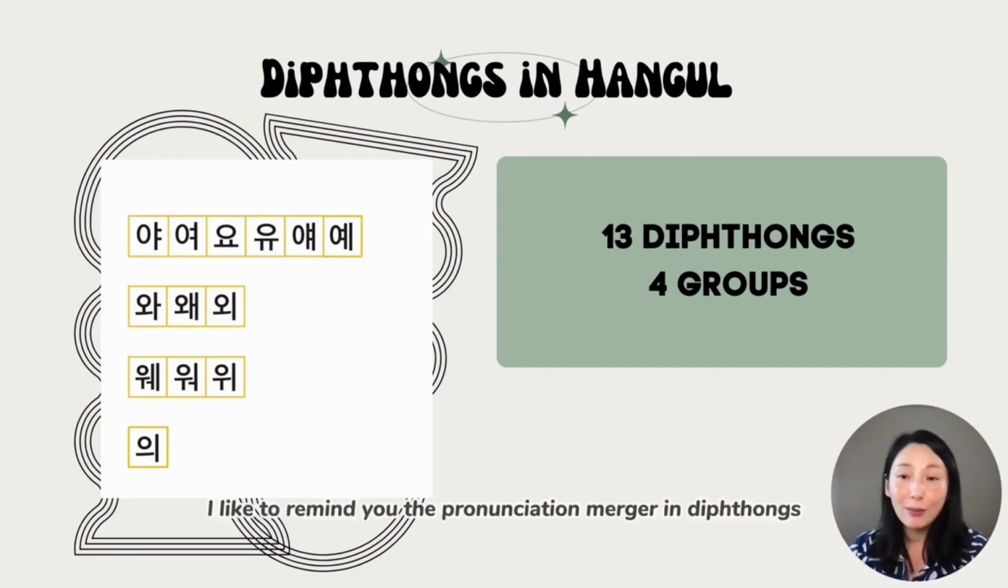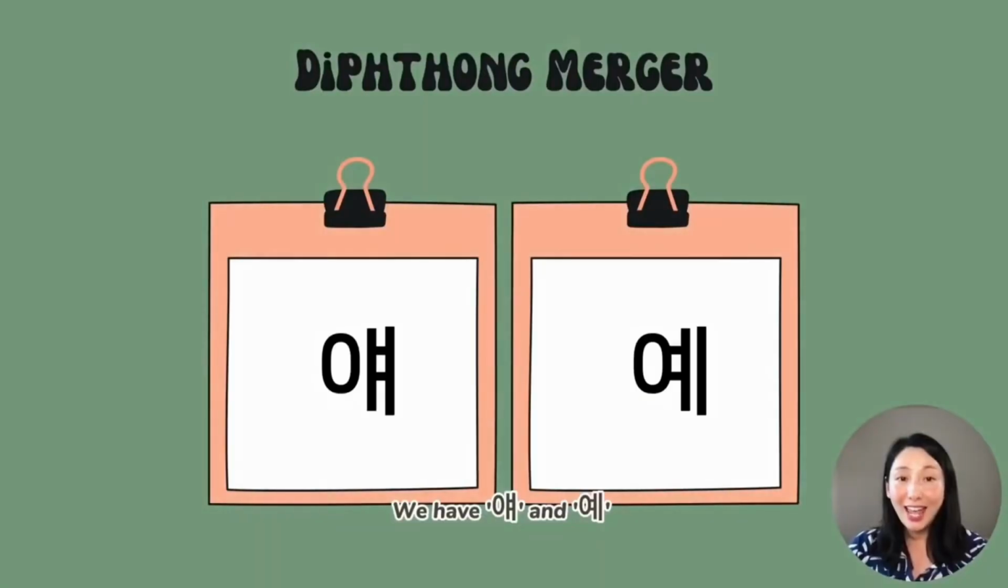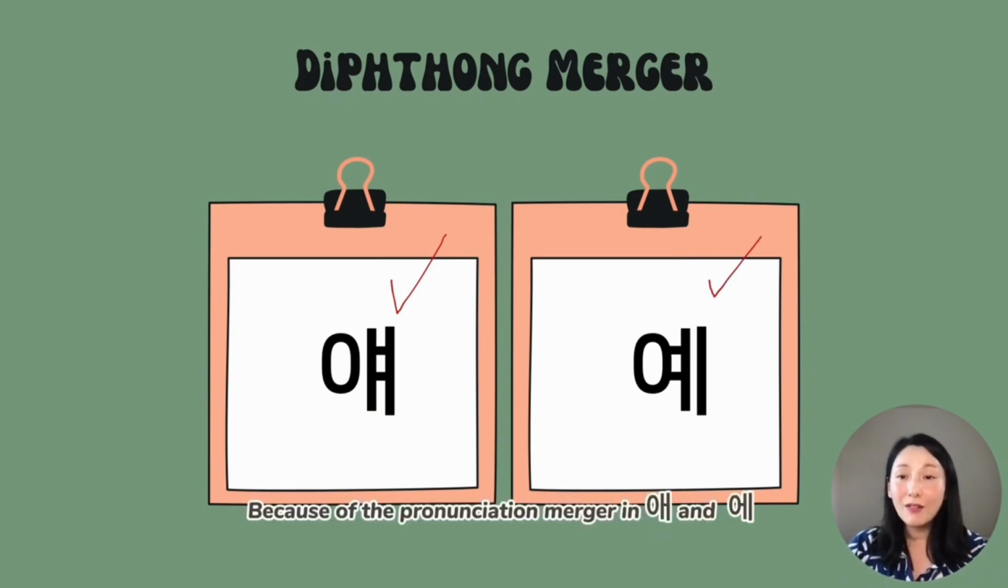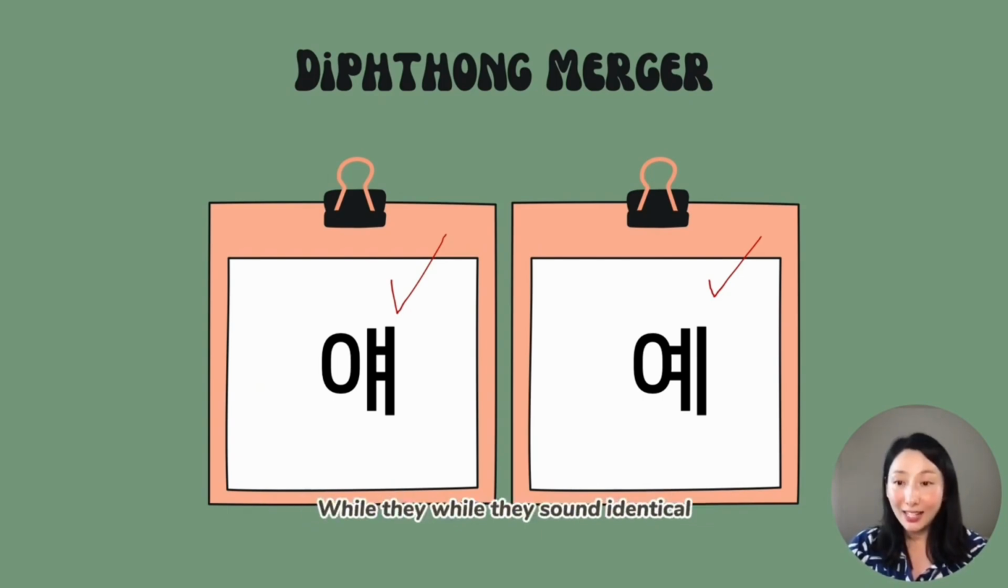Before you go, I'd like to remind you of the pronunciation merger in the diphthongs. We have ye and ye. Both sound the same due to the pronunciation merger that we discussed earlier. Ye is a combination of e and e, and ye is also a combination of e and e. While they sound identical, they are written differently.